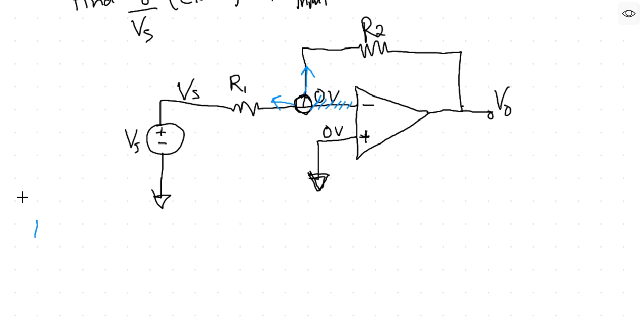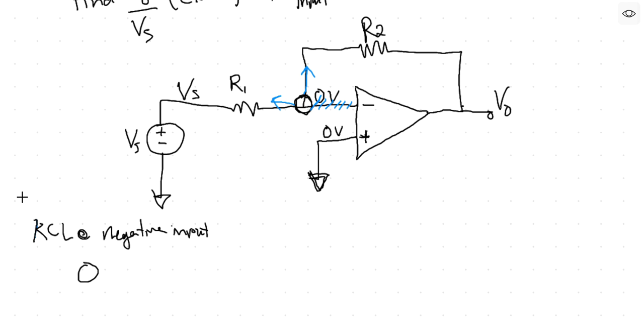This is my KCL at, I'll call this my negative input, right? So what does the KCL tell me? Kirchhoff's current law: the sum of all the currents leaving and entering a junction equals 0, right?